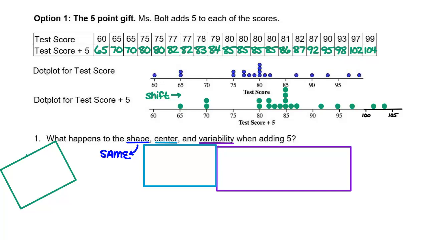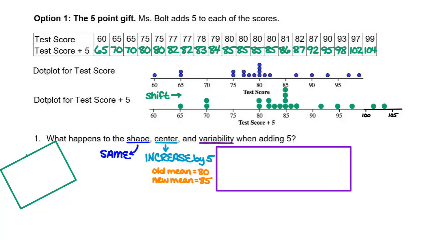What happened to the center when we added 5 points to everything? Shifted up. By how much? By 5. We added 5 points. My center shifted 5 points. We increased by 5. My old mean was 80. My new mean was 85.